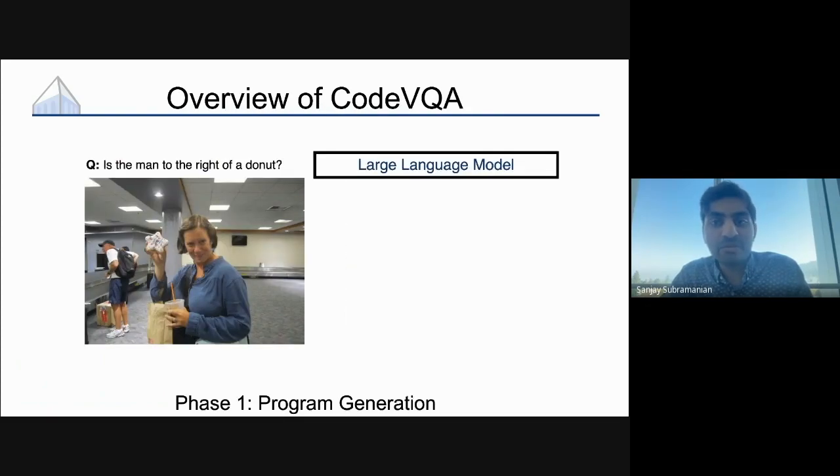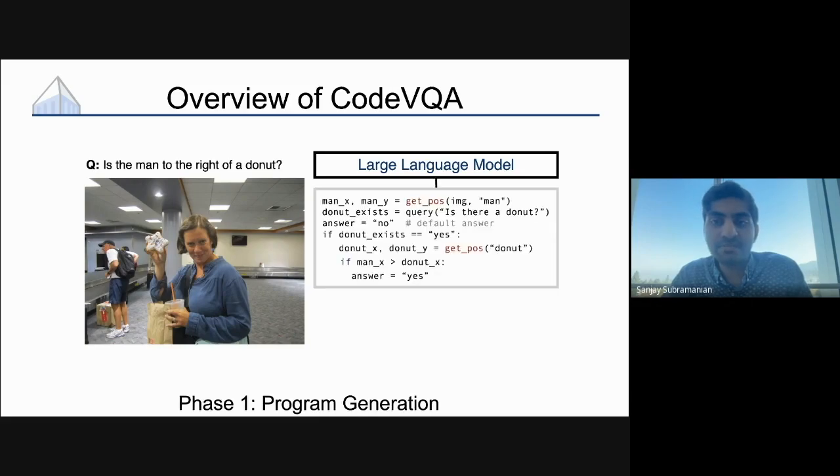And this is our method, CodeVQA. At a high level, it's a framework for doing VQA in a modular fashion by using code as the intermediate representation. So in the first phase, we use a large language model to generate a program based on the question. This program references visual primitives, which are defined based on off-the-shelf vision models. In this example, the program invokes a simple VQA function called query here, and an object localization function called getPos.